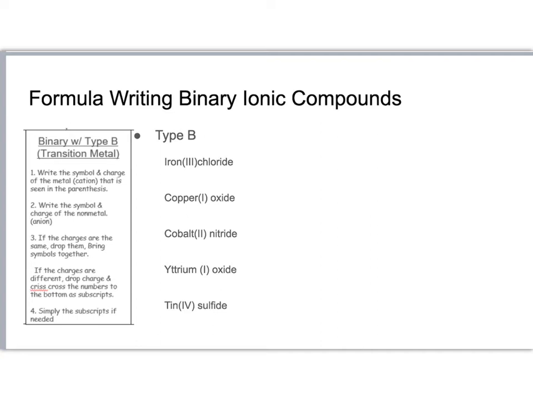So once again, following the rules in the box, we're going to write the symbol and the charge of the metal, and of course the charge is what is seen in the parentheses. So we will take Fe, and the Roman numeral 3 tells us it's a positive 3 charge. Chloride is chlorine. We will look up its symbol on the periodic table and its charge. And once again, if the charges are different, we're going to drop the charges and crisscross the numbers down, and we will rewrite the formula without the charges.